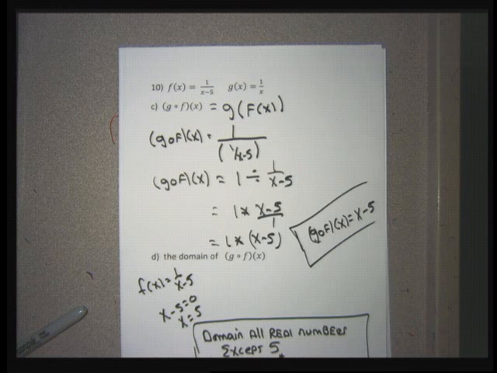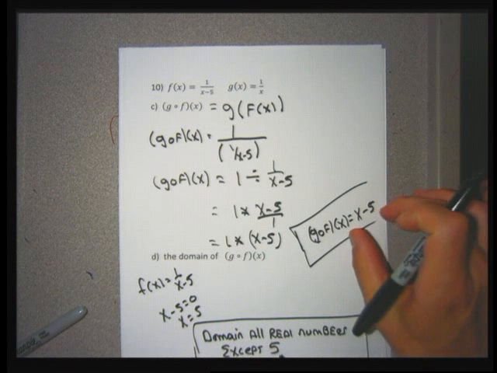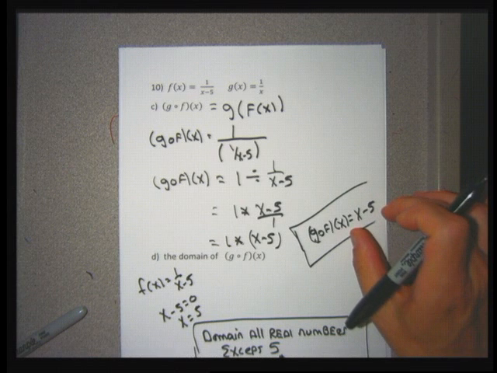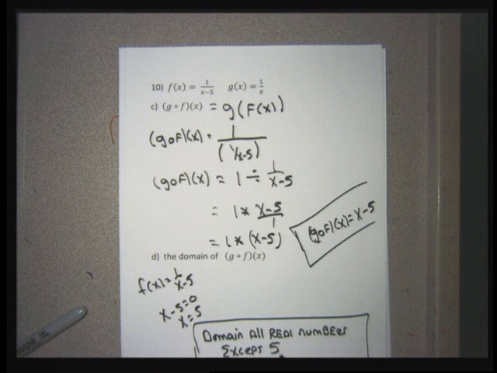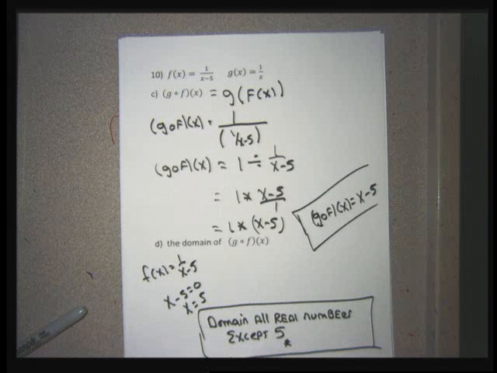If this was a fraction, I would get another number to exclude, but because this is a polynomial and its domain is all real numbers, I don't have any more numbers to exclude. And make sure you can see that. Okay, so that's the first style of problem in this section. That's the hard style of problem.